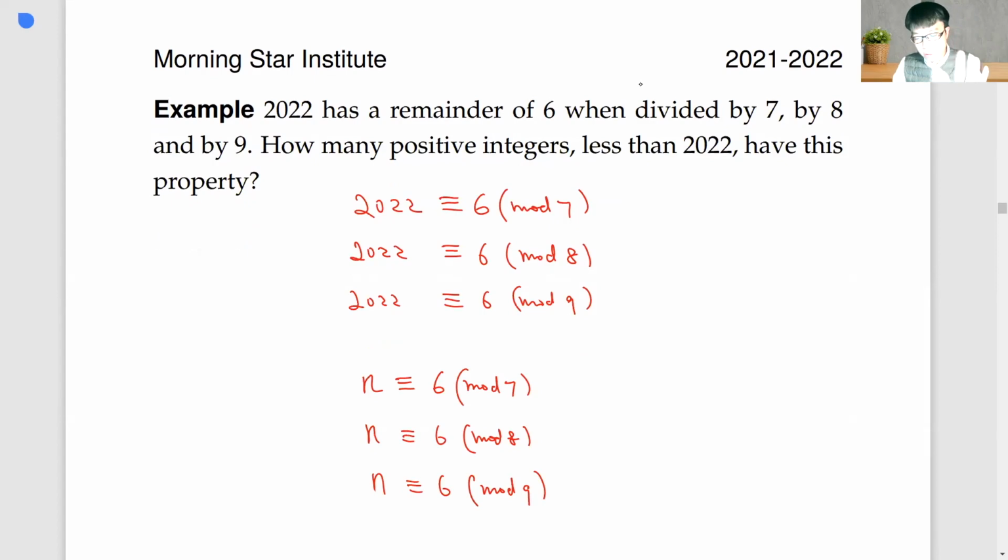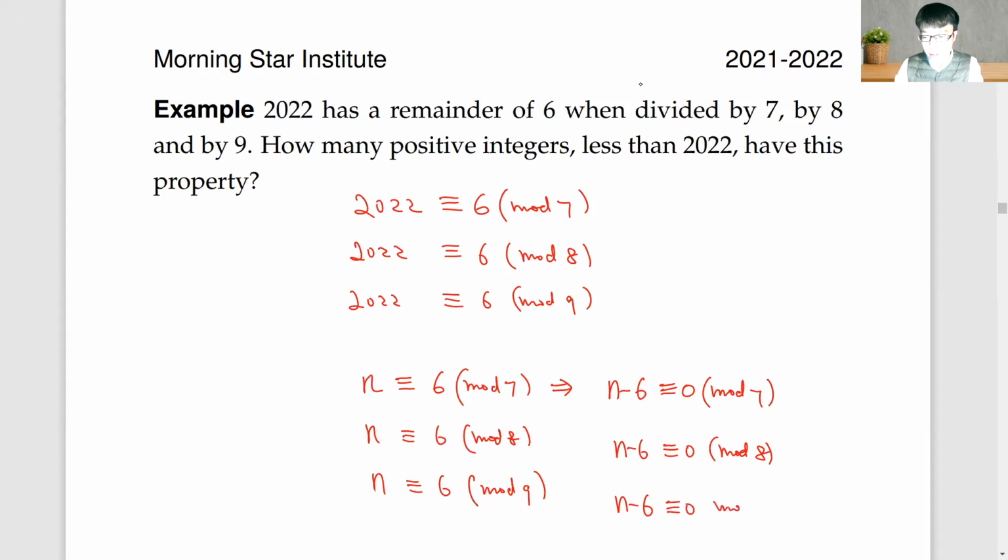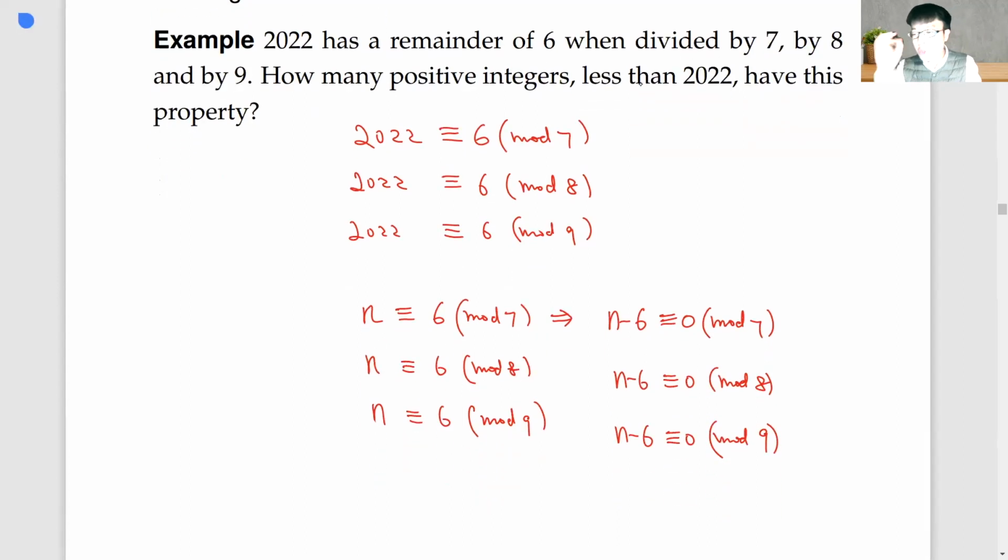Here, these three divisors, 7, 8, and 9, are different, so you cannot combine them. But the key is that they have the same remainder, so we can subtract this remainder. So n minus 6 has remainder 0 mod 7, remainder 0 mod 8, and remainder 0 mod 9. When the remainder equals 0, that means the number is divisible by 7, by 8, and by 9. So n minus 6 is divisible by 7, by 8, and by 9.